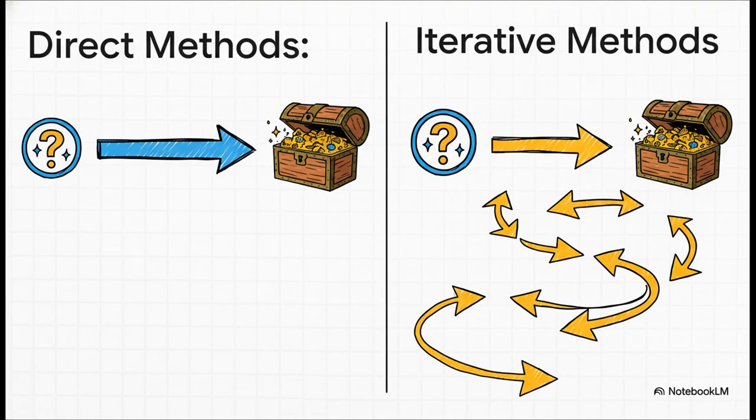Okay, so how do you actually calculate the answer? Well, there are basically two main paths you can take. First, you have what are called direct methods. Think of this like having the perfect key to a lock. You use techniques like matrix inversion, put the key in, turn it once, and boom, you've got the exact answer. One clean shot. Then there are the iterative methods.